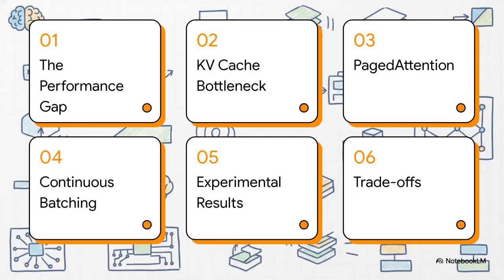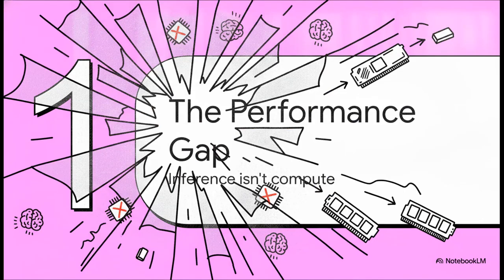Here's our quick roadmap for today. We'll start with the inference performance gap, move on to the KV cache bottleneck, explore paged-attention and virtual memory, see how continuous batching drives throughput, look at the experimental results, and finally, weigh the engineering trade-offs. Let's jump right in. First up, the inference performance gap.